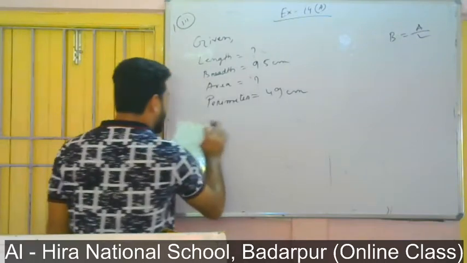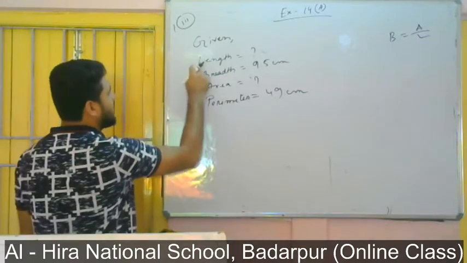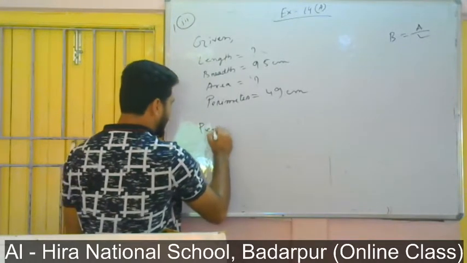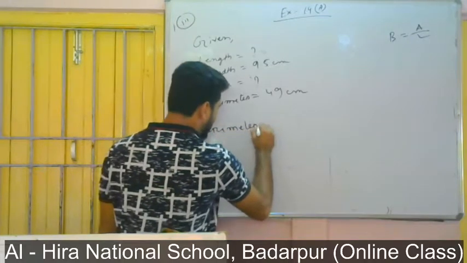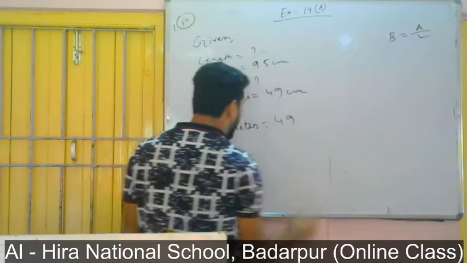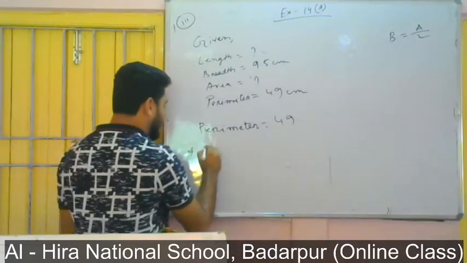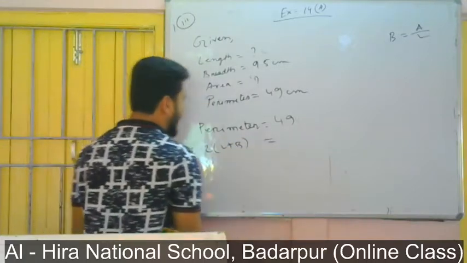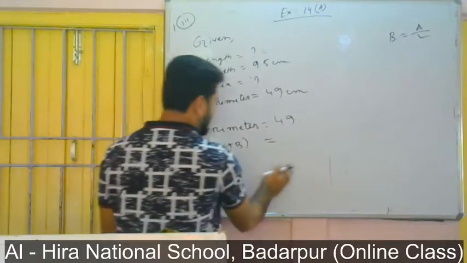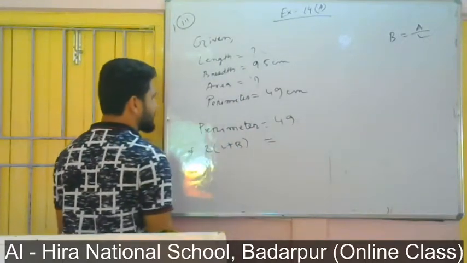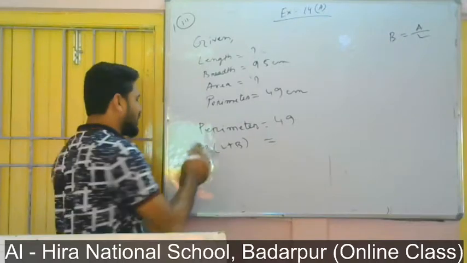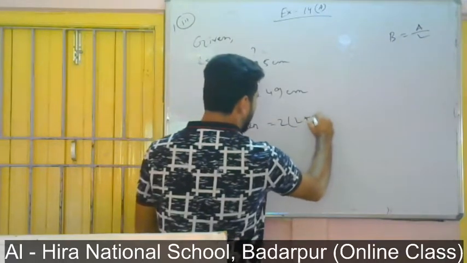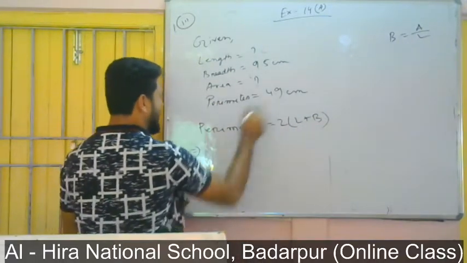As earlier, from the perimeter I can find the length. So write perimeter equals 49 centimeter, as given. We know perimeter equals 2 into (L plus B). You can write it like this also, no problem. Perimeter equals 2 into (L plus B). Then in place of perimeter you write 49.